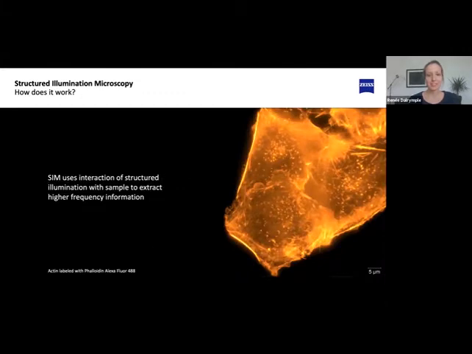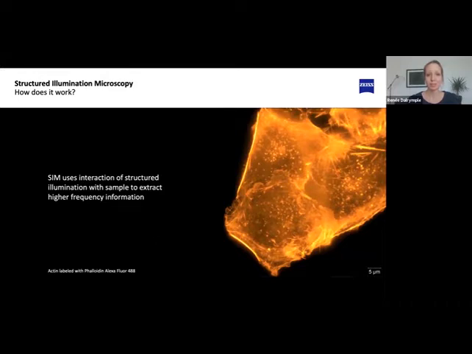So of course, I took a look at this and decided that structured illumination microscopy was the way to go and was definitely going to grow in the future. So let me take just a moment to back up and explain a little bit about what structured illumination microscopy is and how it works.